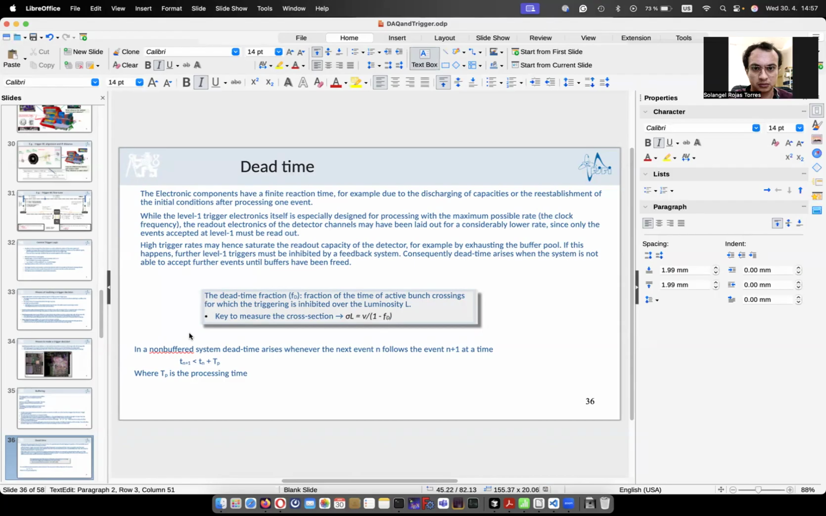Luminosity is the number of interactions per area per second, no? Yes, so that is a different unit. So let me think about it.